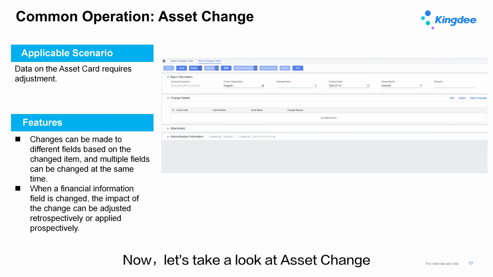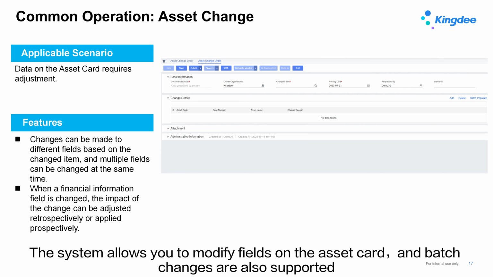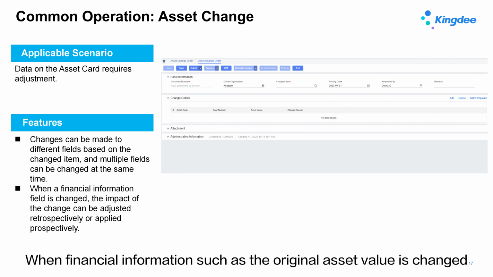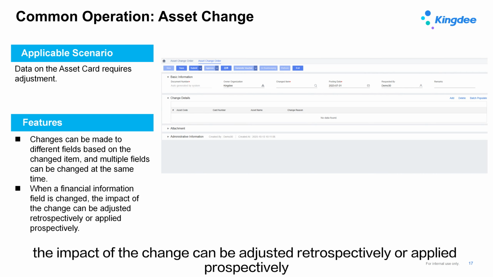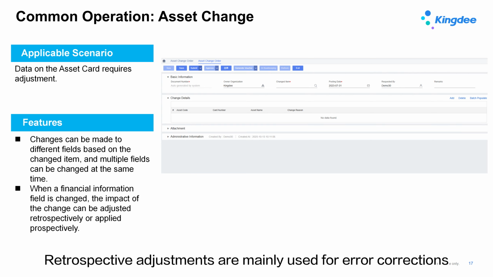Now, let's take a look at Asset Change. The system allows you to modify fields on the asset card, and batch changes are also supported. When financial information such as the original asset value is changed, the impact of the change can be adjusted retrospectively or applied prospectively. Retrospective adjustments are mainly used for error corrections.